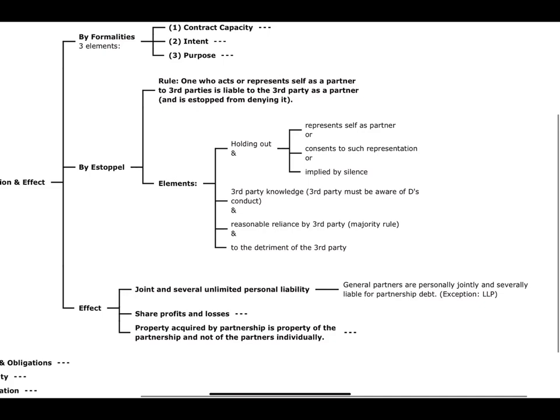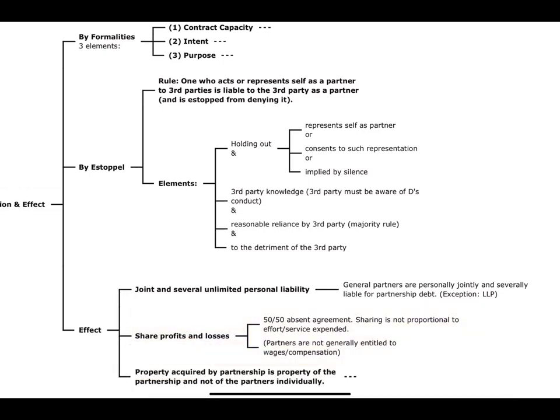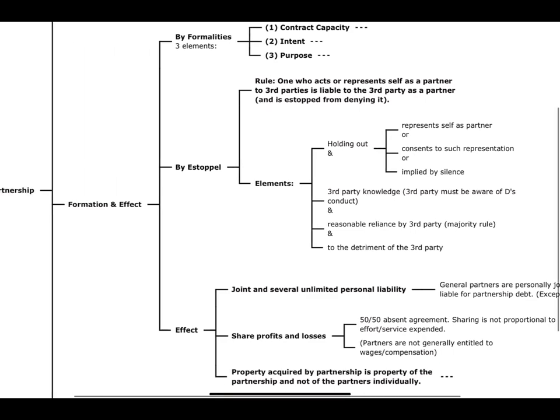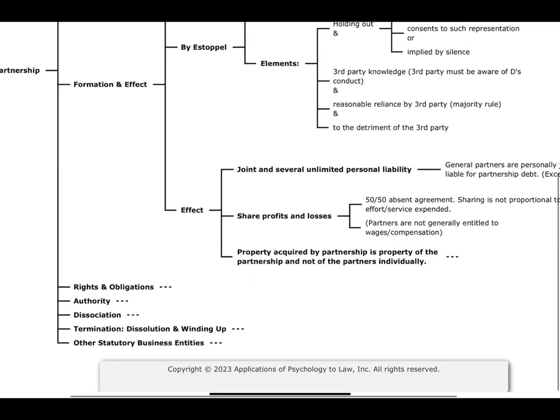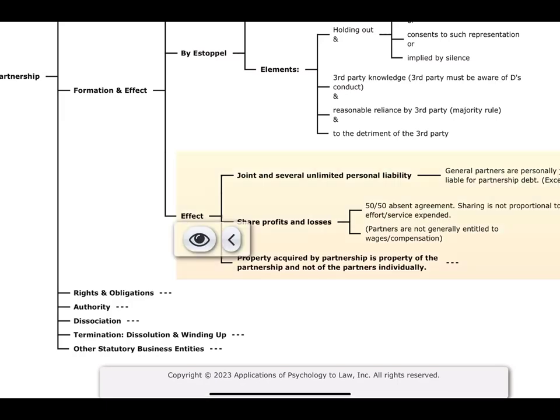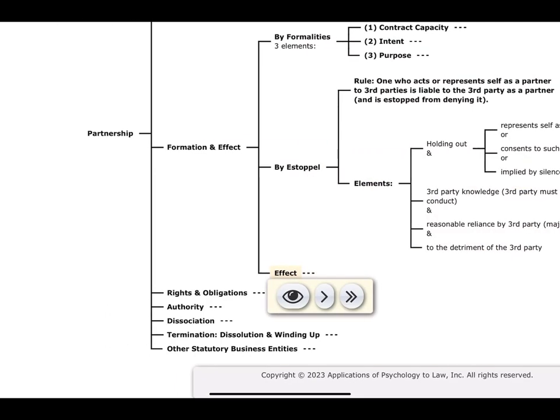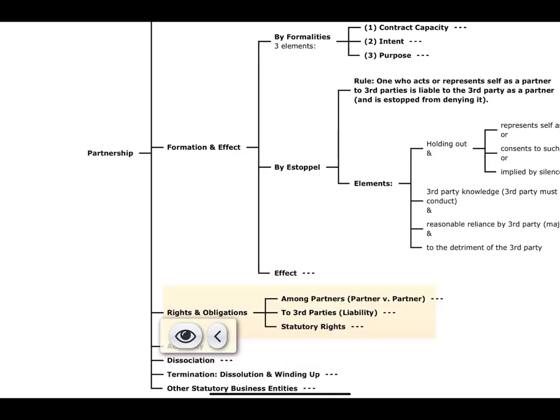I don't see anything in that call that would ask us to analyze sharing profits and losses or property acquired by a partnership, but the issue of joint and several liability is at the heart of what they're asking us in the call of the question. And that call is asking us about obligations to a third party. So look at rights and obligations, liability to third parties.